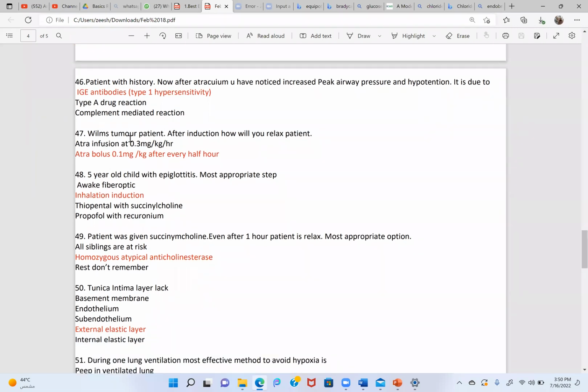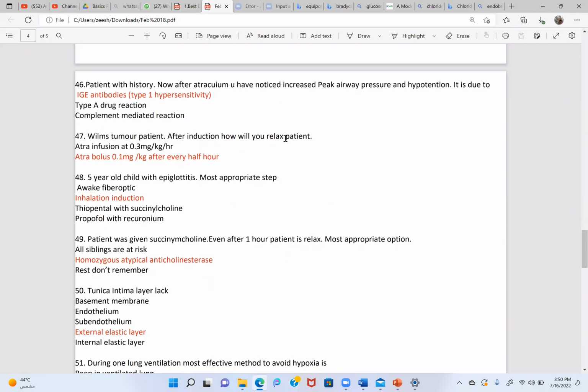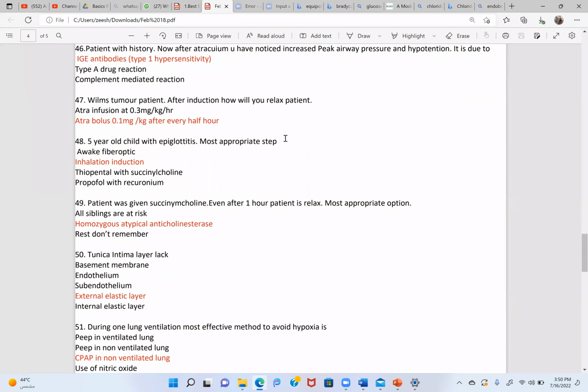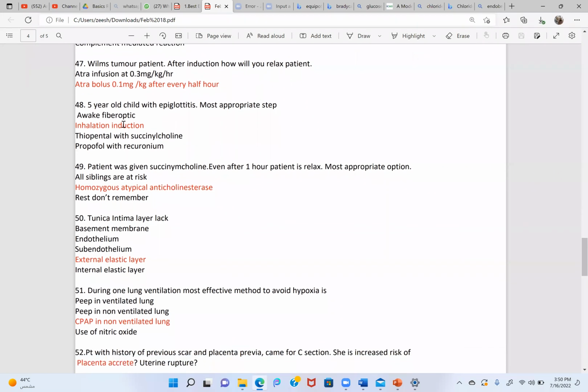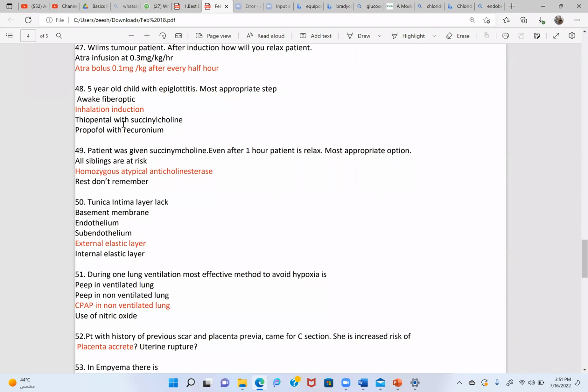I don't know what this question is. Wilms tumor patient after induction, how will you relax the patient? 0.1 milligram per kg per hour. The dose, I think it is 0.2. Yeah, only the dose. Sir, in books 0.1 mg per kg is written for bolus. For bolus, the induction dose is 0.5 mg and maintenance is 0.1 mg per kg.